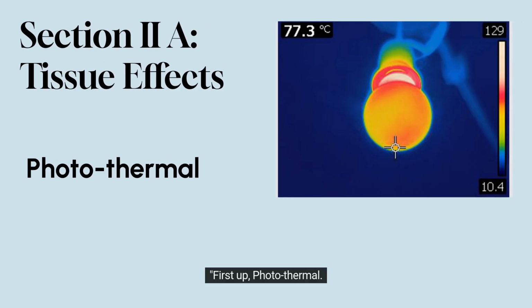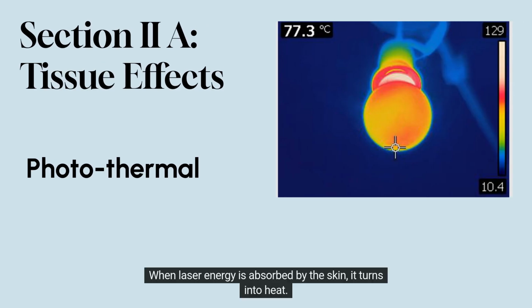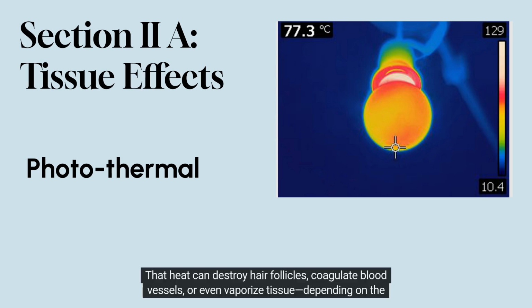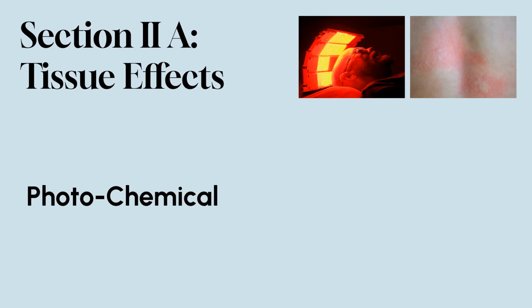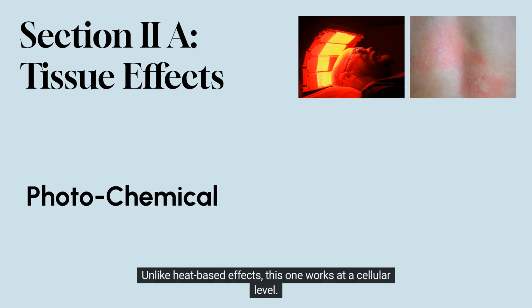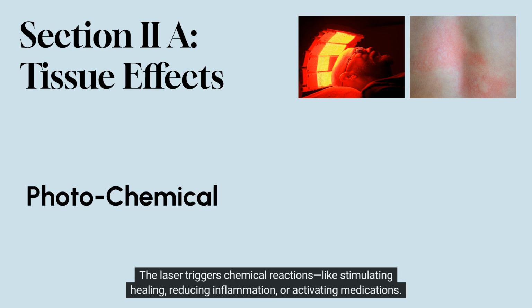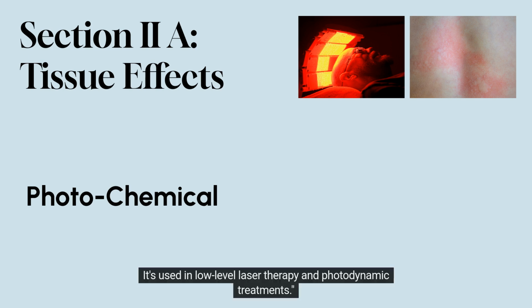First up, photothermal. When laser energy is absorbed by the skin, it turns into heat. That heat can destroy hair follicles, coagulate blood vessels, or even vaporize tissue, depending on the temperature. Think of this as using heat to achieve precision. Next is photochemical. Unlike heat-based effects, this one works at a cellular level. The laser triggers chemical reactions, like stimulating healing, reducing inflammation, or activating medications. It's used in low-level laser therapy and photodynamic treatments.